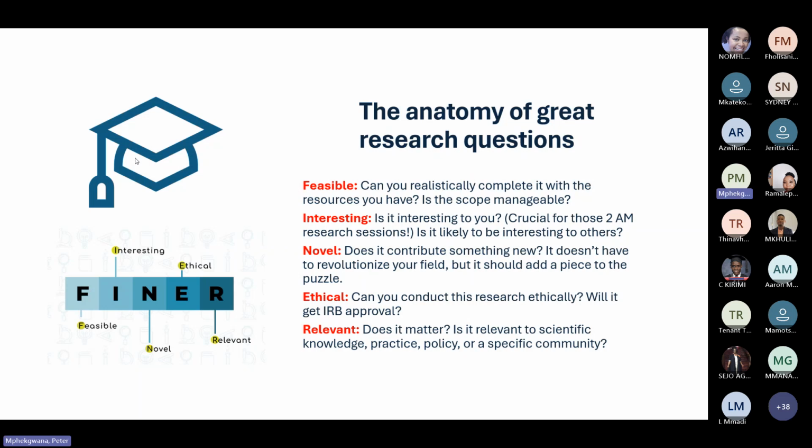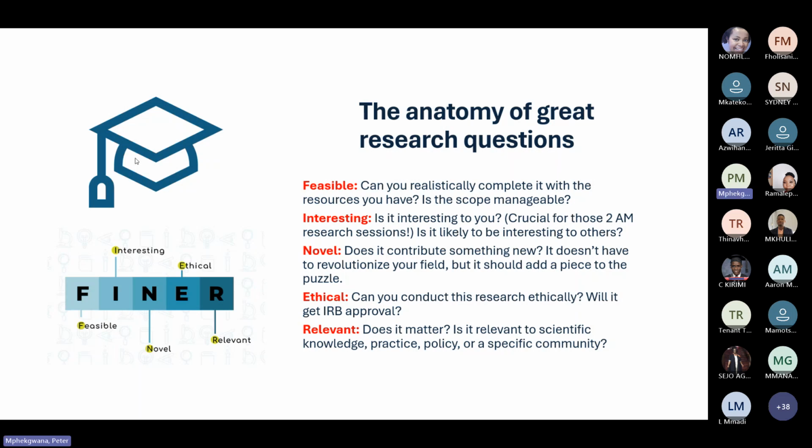Then again, feasible. Will you be able to manage? If they're saying a master's is 2 years, and you are doing a mixed method, within the 2 years, will you be able to answer that research question? Is it feasible?